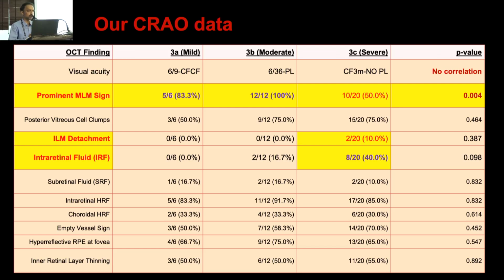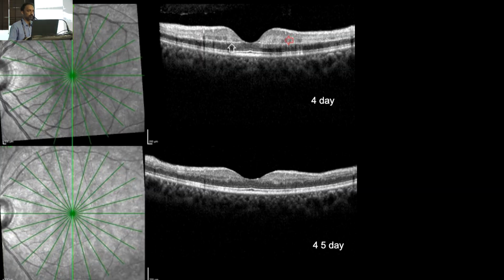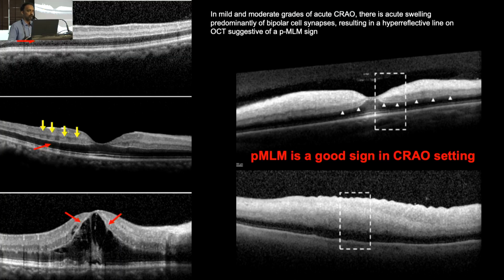But we did identify some other findings which may be of significance, like the presence of the prominent middle limiting membrane that you see in the white arrow. Now, this is a good prognostic sign when you think of CRAO. It is a bad prognostic sign for vein occlusion, but for CRAO, it is a relatively good prognostic sign because once you see that, the ischemia is lesser in these patients, and these patients may do excellently well, as you can see in the final follow-up. Again, in the right side pictures, in severe ischemia, you don't see the prominent middle layer membranes.